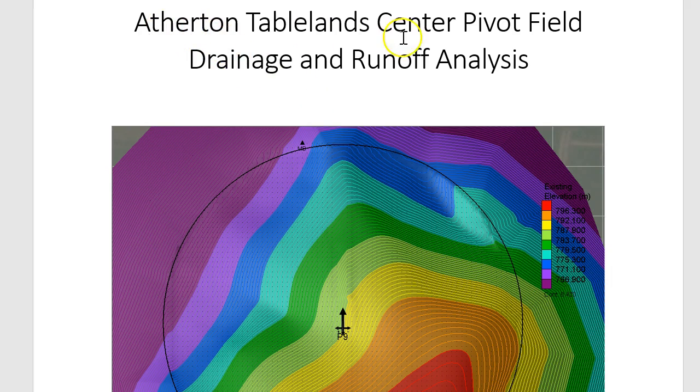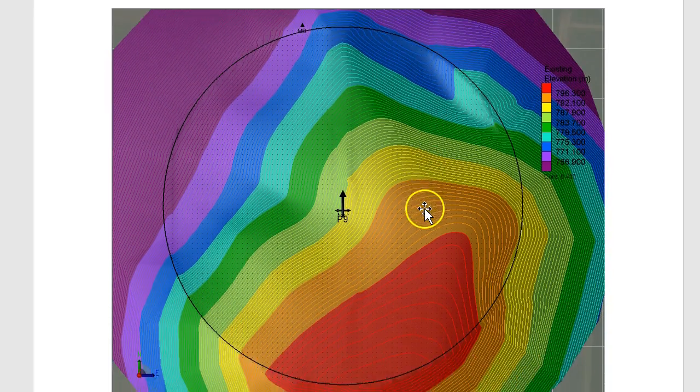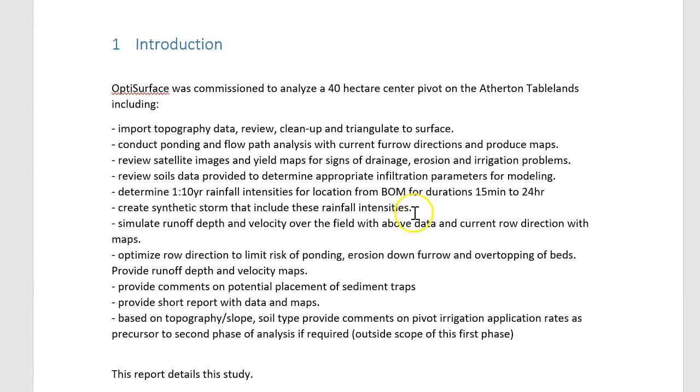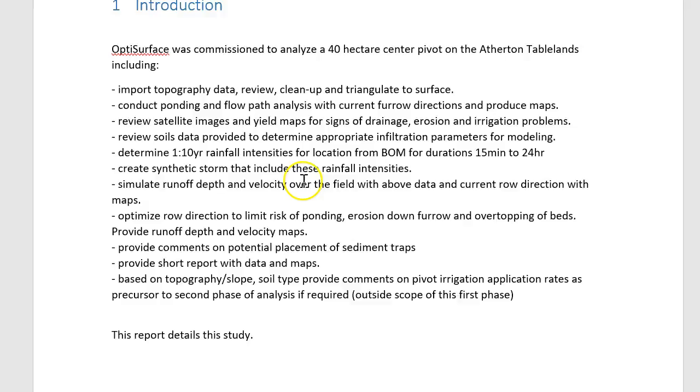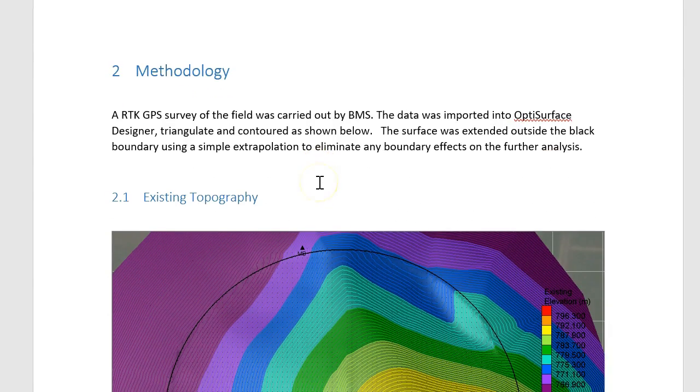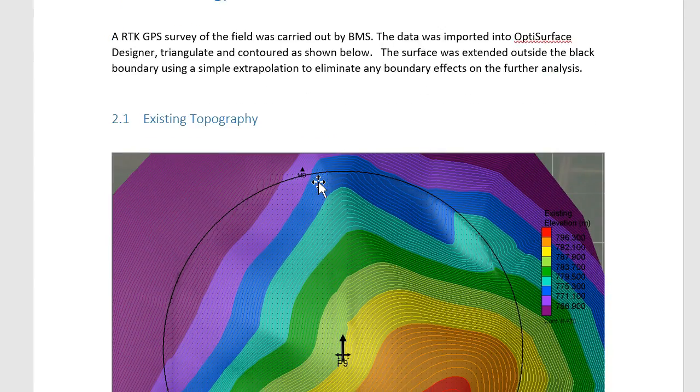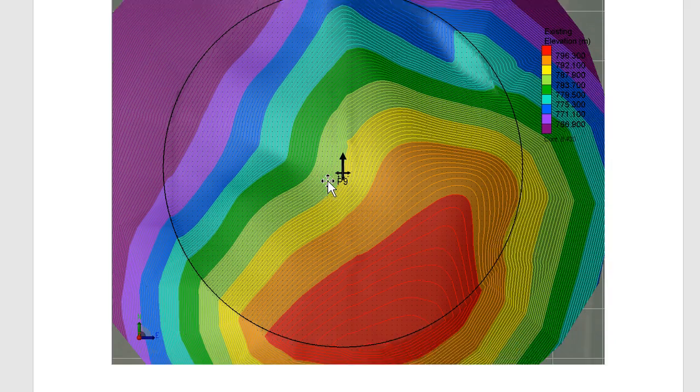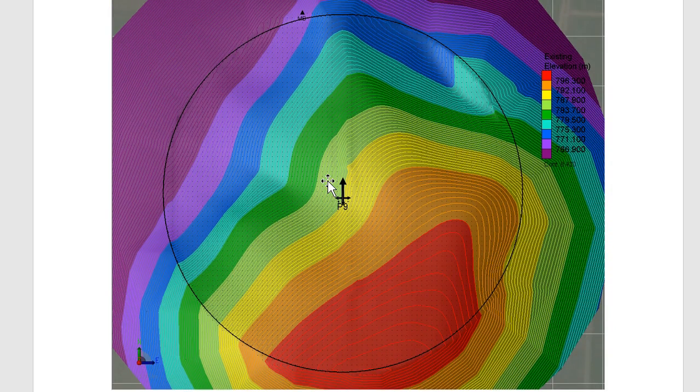So the study is called Atherton Tablelands Centre Pivot Field Drainage and Runoff Analysis. This is the field. That was the scope of works. So the survey, the topography was captured by BMS, and they conducted some soil sampling as well. The topography is collected with RTK GPS.